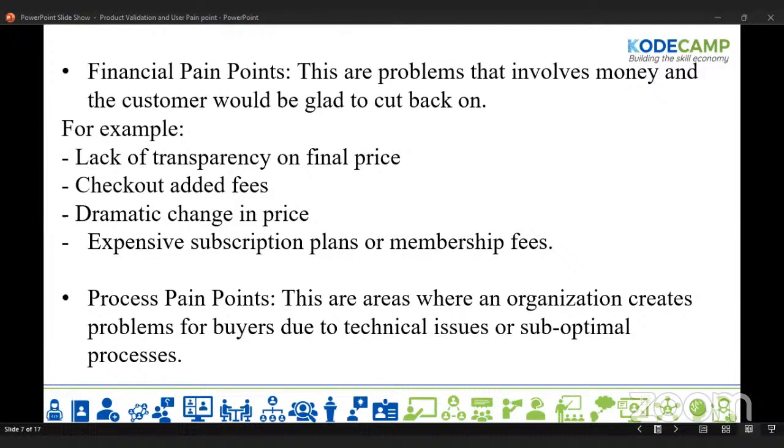So checkout added fees, dramatic change in price, expensive subscription plans, and probably low quality of products that need to be replaced frequently. If you keep spending money on a water bottle that keeps getting busted when the water is slightly warm or something, you don't want to buy that product again. You want to go for something that is more durable and can handle hotness. In fact, because you bought a water bottle that gets busted or deformed each time water is slightly warm, you want to get something that can hold hot water, no matter how many degrees Celsius the water is.